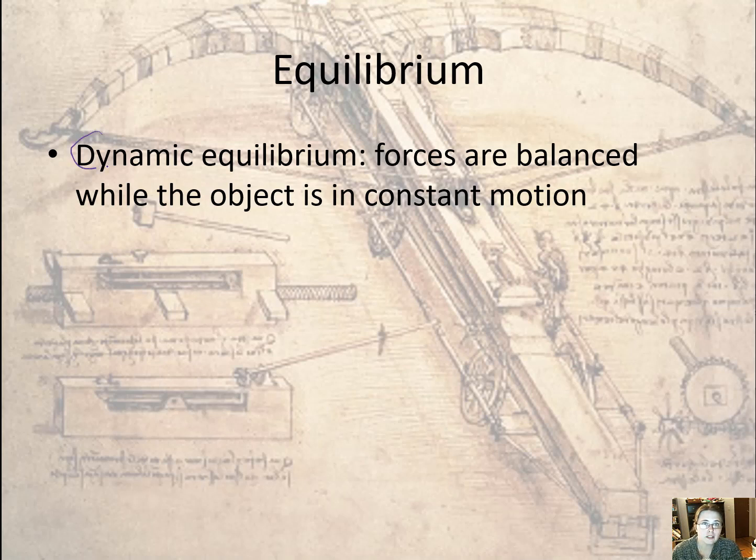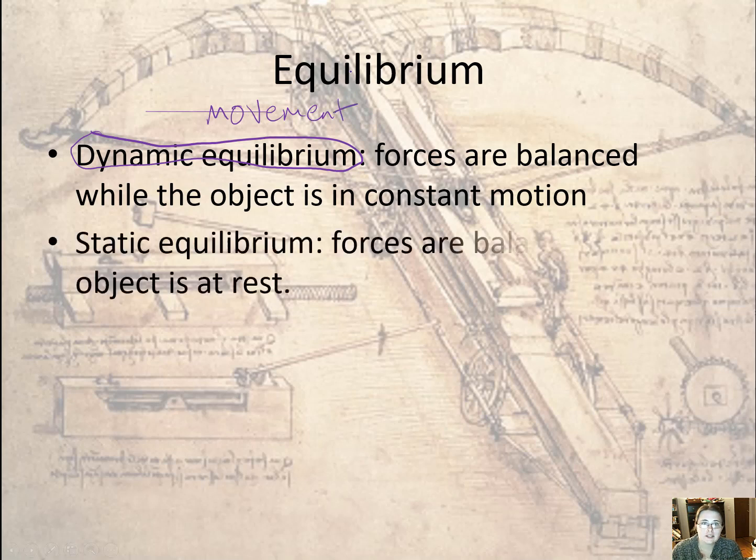So dynamic is movement. Then static equilibrium is when the forces are balanced and the object is at rest. So static, no movement.